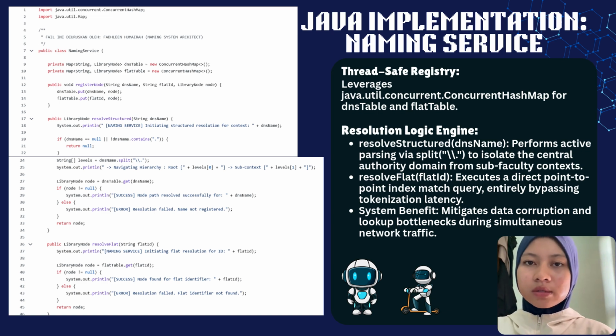So looking at the code structure, the resolve structured method handles incoming lookups by splitting the string using the split function with a dot delimiter. This isolates the root authority from the local organizational context to discover the exact server's address. Meanwhile, the resolve flat method skips text parsing completely, executing a direct index query using the static node identifier for accelerated processing.